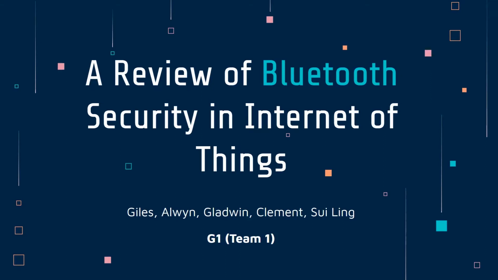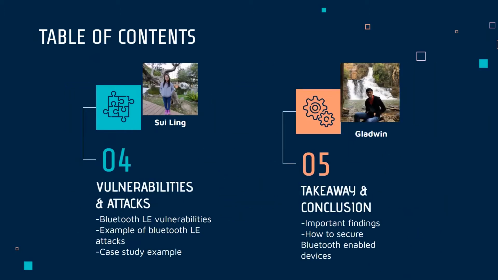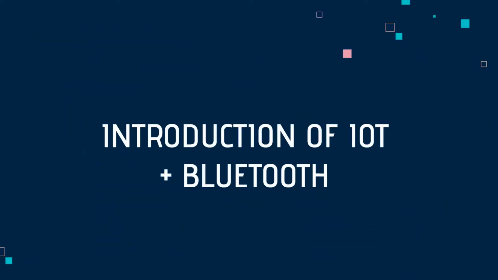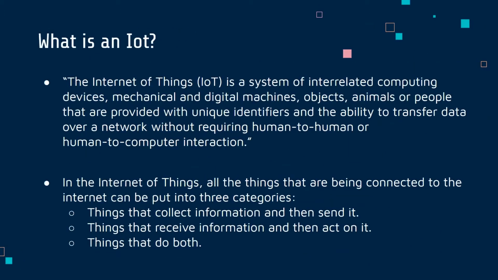So today we'll be touching on the topic of a review of Bluetooth security in Internet of Things. In this presentation, we will be covering the topics as shown in the slide by myself and my group mates. Starting off, I'll be giving a simple explanation of what an IoT, short for the Internet of Things, is: a system of interrelated computing devices with the ability to transfer data over a network without requiring human-to-human or human-to-computer interaction. They can be put in three categories as shown in the slides.